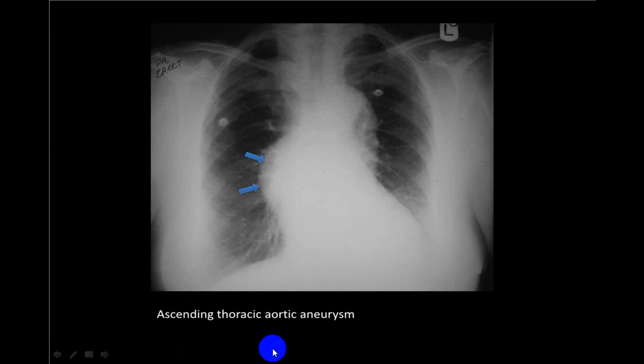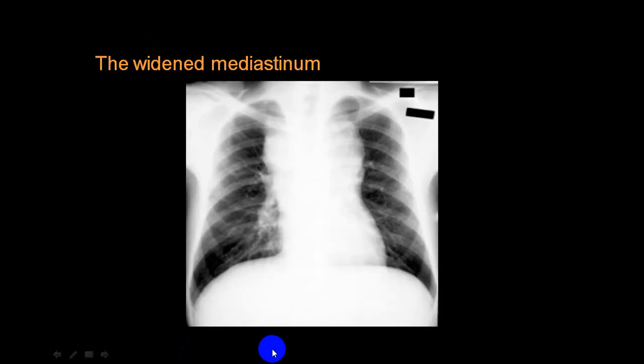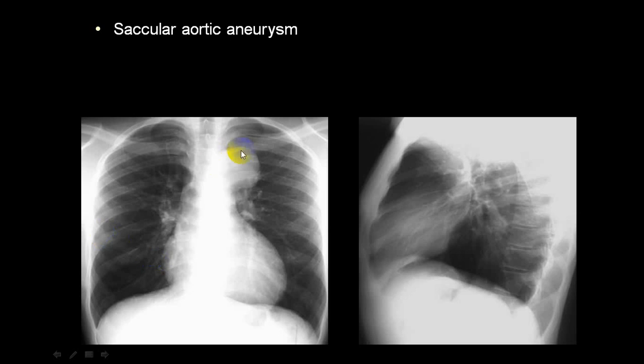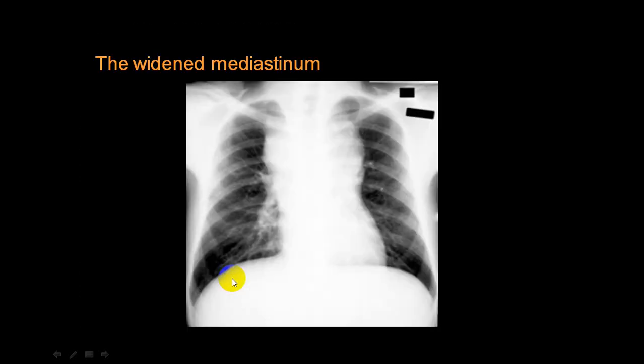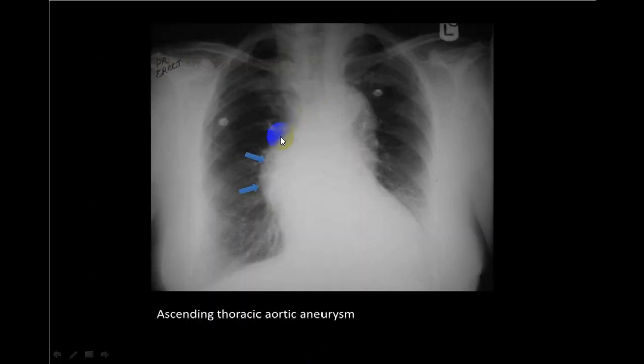So that was because of an aneurysm. This is saccular aneurysm. In the same way you can look here, this is a widened mediastinum. This is because of arch of aorta aneurysm. This is again an ascending aorta aneurysm, this particular one.